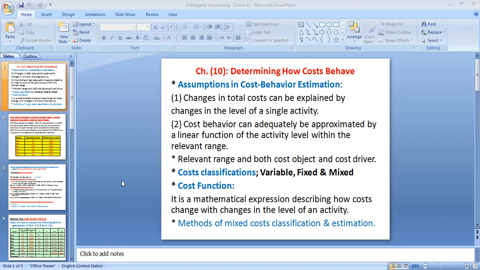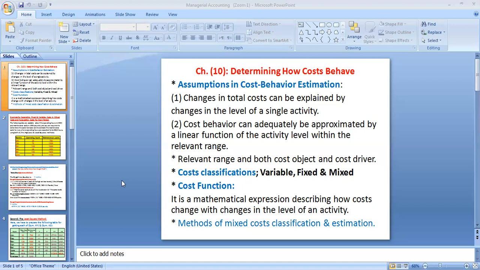Do you know why? Because variable cost varies in total, fixed cost remains fixed in total. In general, even if I stop the production, fixed cost should be paid, but variable cost will stop. Number two, cost behavior can adequately be approximated by a linear function of the activity level within the relevant range.